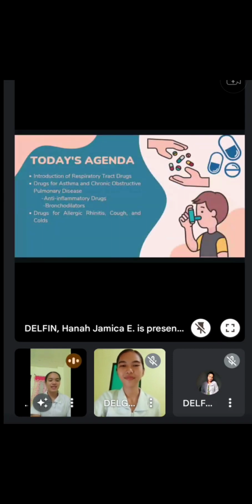So for today's agenda, we're going to discuss first the introduction of respiratory tract drugs. Next is the drugs for asthma and chronic obstructive pulmonary disease that fall into two principal classes, which are anti-inflammatory drugs and the bronchodilators. And lastly, drugs for allergic rhinitis, cough, and colds.